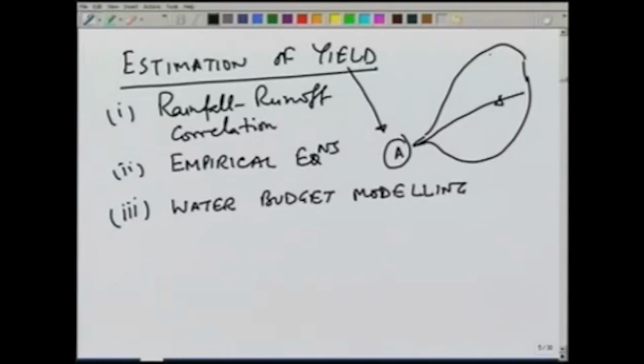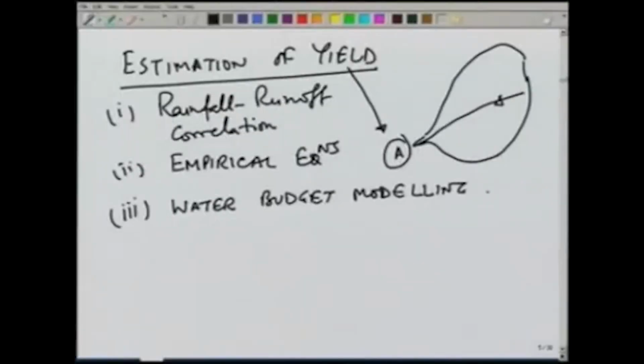So, if we know the rainfall over the catchment, we can estimate the evapotranspiration, infiltration. So, all the abstraction we can estimate and do a water budget modeling to find out the runoff. So, we would look at these three different methods in details. Let us start with this rainfall runoff correlation.